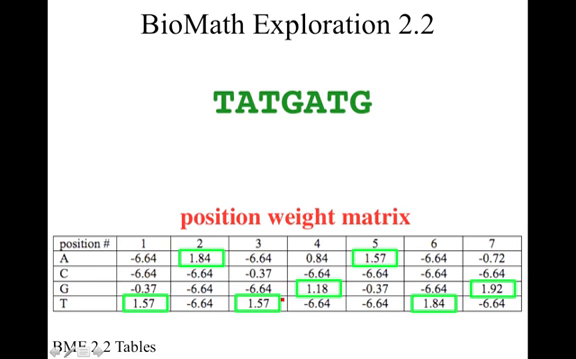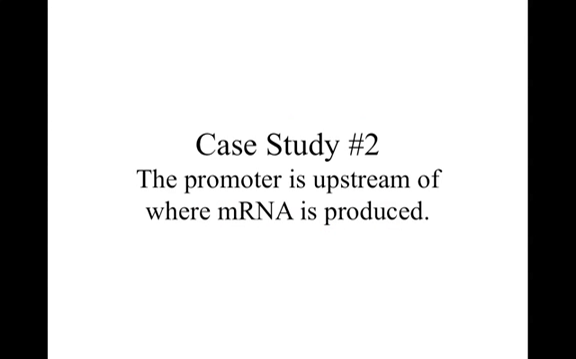And if you add up these values and it is a value greater than 1, then it likely is a promoter. In this case study, we found out that the promoter is a sequence of DNA nucleotides upstream of where the mRNA is produced at nucleotide +1.